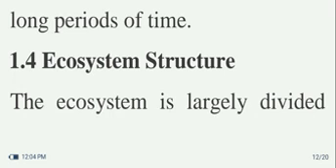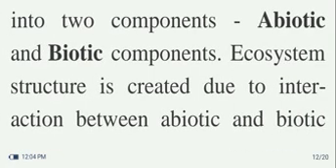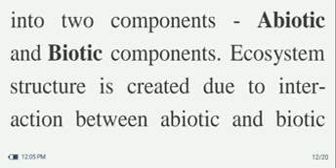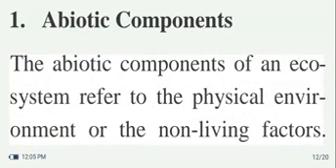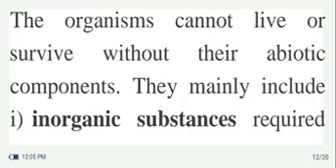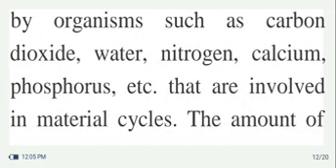Ecosystem structure. The ecosystem is largely divided into two components, abiotic and biotic components. Ecosystem structure is created due to interactions between abiotic and biotic components varying over space and time. Abiotic components. The abiotic components of an ecosystem refer to the physical environment or the non-living factors. The organisms cannot live or survive without their abiotic components. They mainly include inorganic substances required by organisms such as carbon dioxide, water, nitrogen, calcium, phosphorus, etc. that are involved in material cycles.